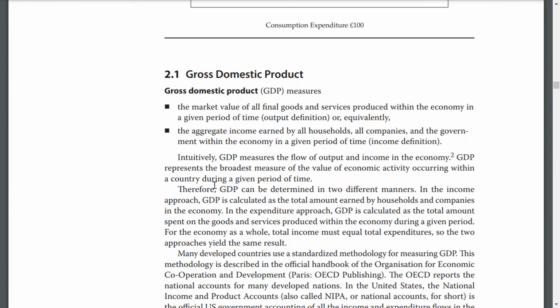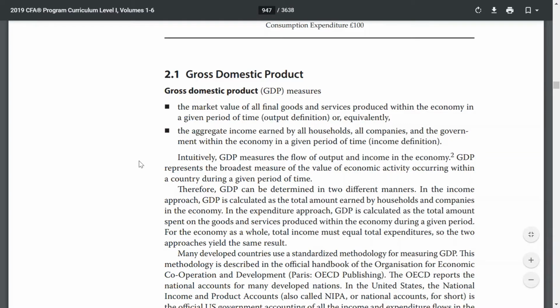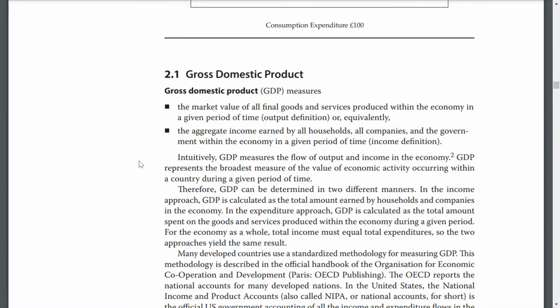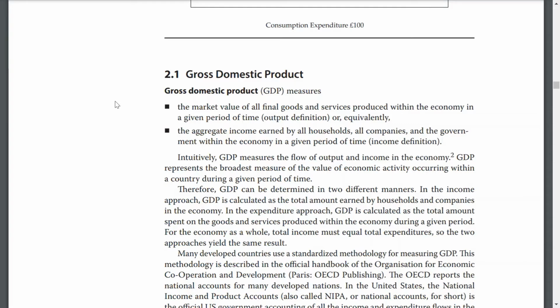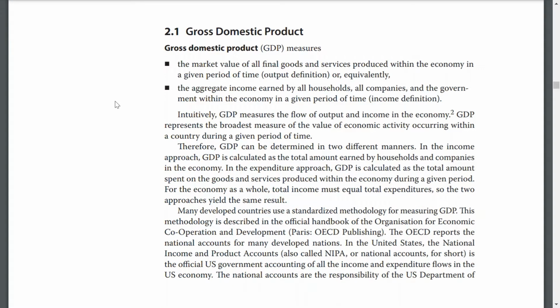2.1 Gross Domestic Product. Gross Domestic Product, GDP, measures the market value of all final goods and services produced within the economy in a given period of time, which is the output definition, or equivalently, the aggregate income earned by all households, all companies, and the government within the economy in the given time period, which is the income definition. Intuitively, GDP measures the flow of output and income in the economy. GDP represents the broadest measure of the value of economic activity occurring within a country during a given period of time.